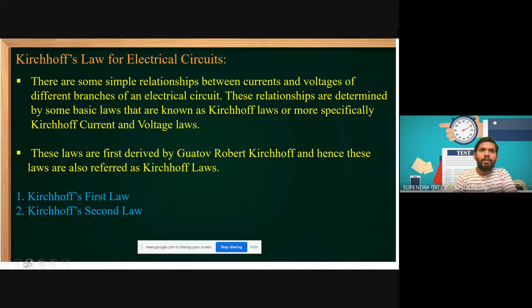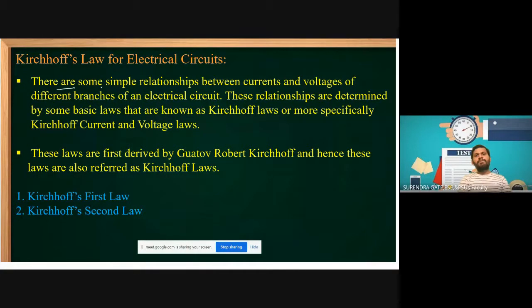Students, first concentrate on Kirchhoff's laws for electrical circuits. I think all of you know this one. We have been studying this concept from 10 plus 2, but it is the fundamental concept for electrical circuits.